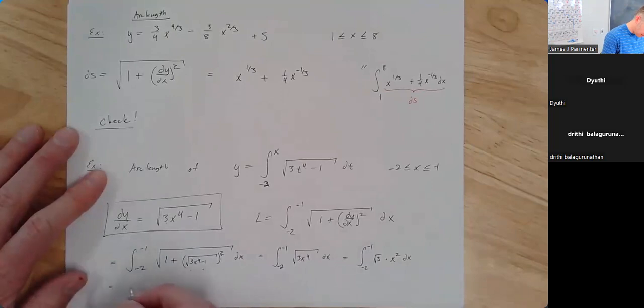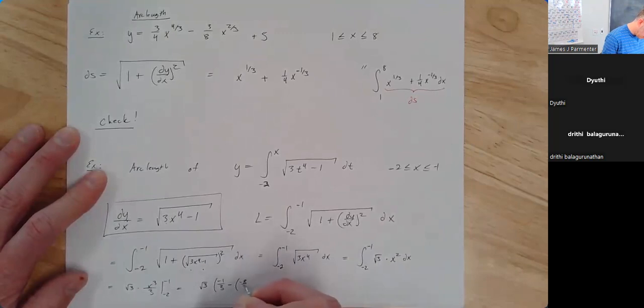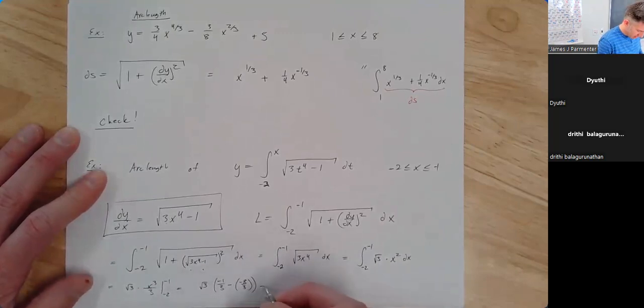Okay, we integrate, we get the square root of 3 times x to the 3rd over 3. From -2 to -1, we plug in, we get the square root of 3 times -1 over 3 minus -8 over 3. So we get some weird number, 7 root 3 over 3.